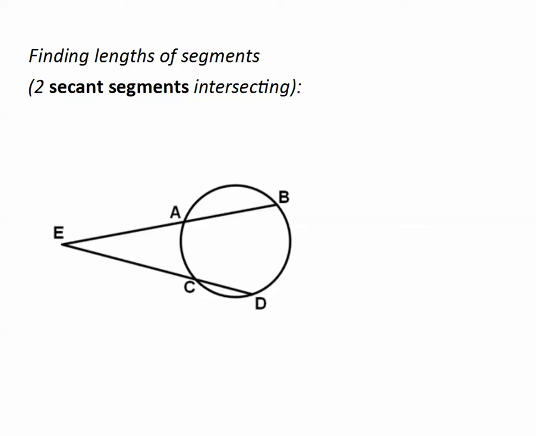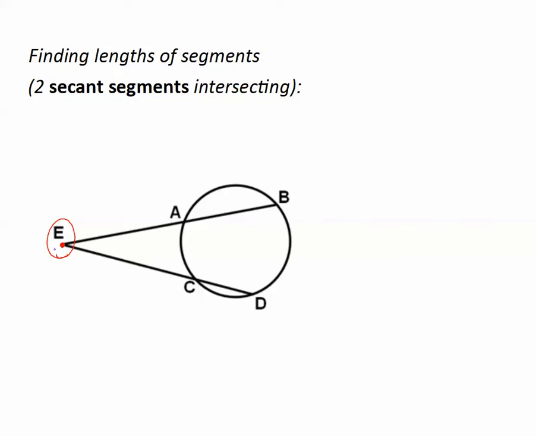Now let's explore finding lengths of segments when there are two secant segments that are intersecting. Notice the secant segments will be intersecting outside the circle. Here's the intersection point. We labeled it similarly to the one where we had the chords. What's important to remember is that these formulas are no different.